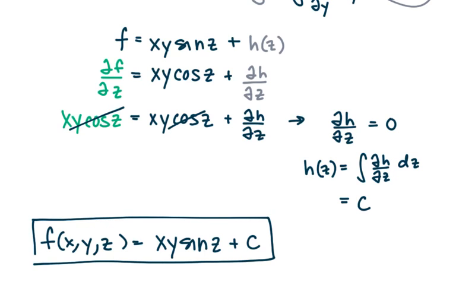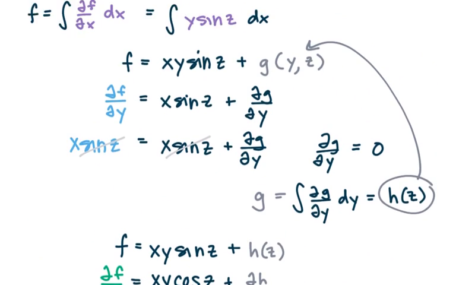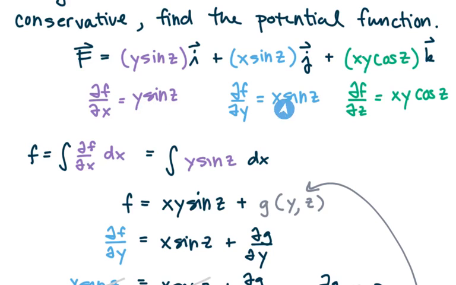And again, you can check this. If I take the partial with respect to x, with respect to y, with respect to z, I should end up with these three partial derivative component functions. So that is how we deal with finding a potential function in 3 variables.